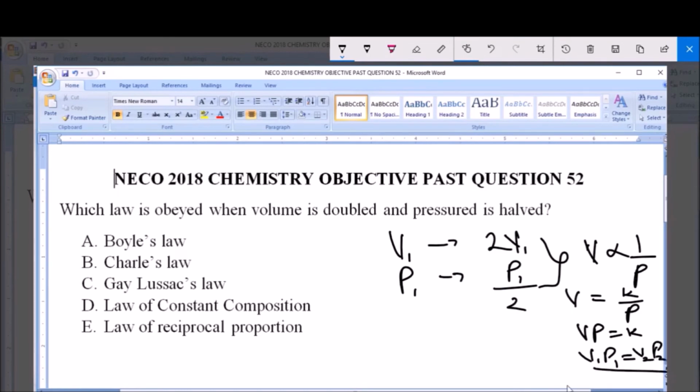Now looking at this statement, this is Boyle's law, which states that the volume of a given mass of gas is inversely proportional to its pressure, provided that the temperature is constant. And you'll notice that because of this inverse proportion, the volume was increased by doubling it, so there is a decrease in the pressure by half. So this statement is Boyle's law.